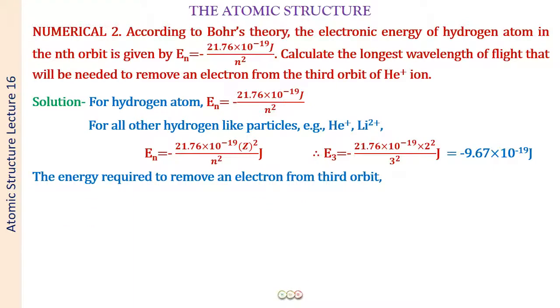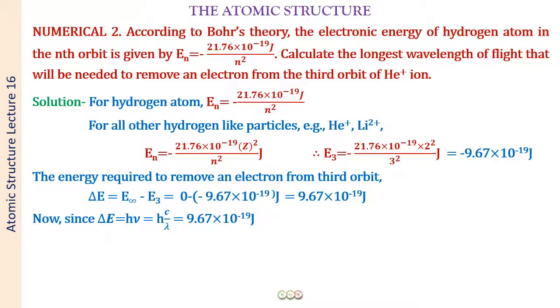Now the energy required to remove an electron from the third orbit, what is it going to be? Because your n1 is 3 and n2 is infinity. So delta E is going to be E infinity minus E3, which is going to be 0 minus minus 9.67 into 10 power minus 19 joules. Why? Because at infinity the energy is 0. Okay, I hope it is clear. So we have the delta E to be 9.67 into 10 power minus 19 joules. We have to give this much energy to the electron to completely remove it from the third orbit.